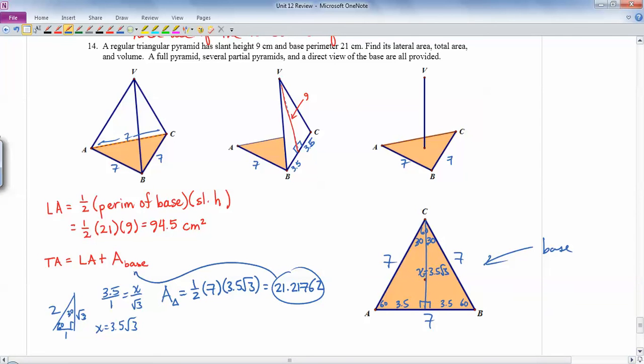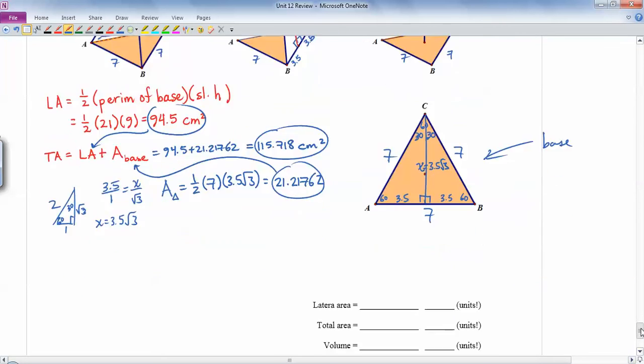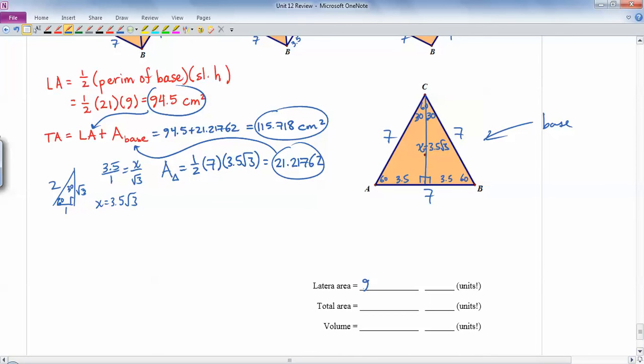That's this thing. And this is that thing. So we get 94.5 plus 21.21762. And that comes out to be about 115.718 centimeters squared. Okay, so let's go ahead and fill in these guys. Lateral area, 94.5 centimeters squared. Total area, 115.718 centimeters squared. So now we need the volume.